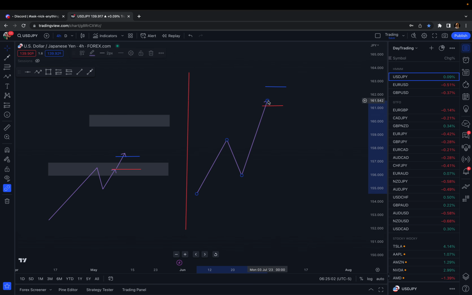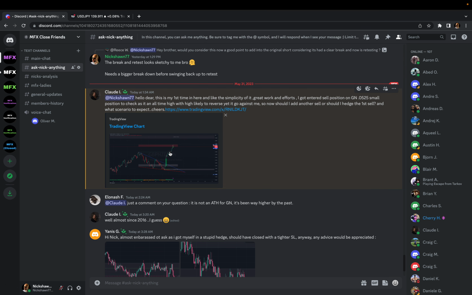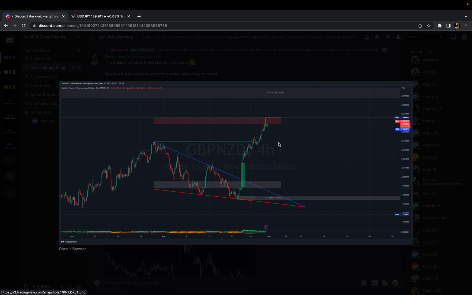Another thing you could do, which you already kind of suggested, is you're like, it's at an all-time high, should I add another sell or should I hedge the first sell? That's something that you'll have to pre-plan before the trade. I don't know. If it were my thing, I would probably say I still think it's going to go down at some point. I don't know when it would do that, and I'm not saying you should get net short or sell.